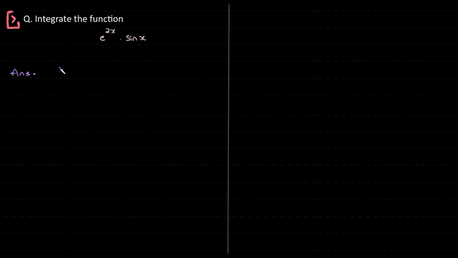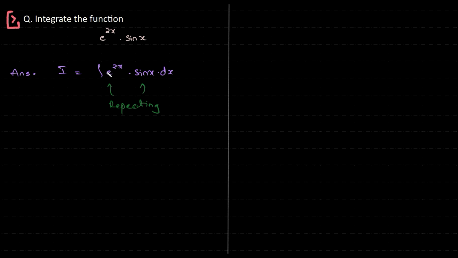Integrate the function I is equal to e to the power of 2x into sine of x dx. So both these quantities are ones which keep on repeating. Whenever we get a repeating scenario, you have to do it 2 cycles. Okay, let me explain that.